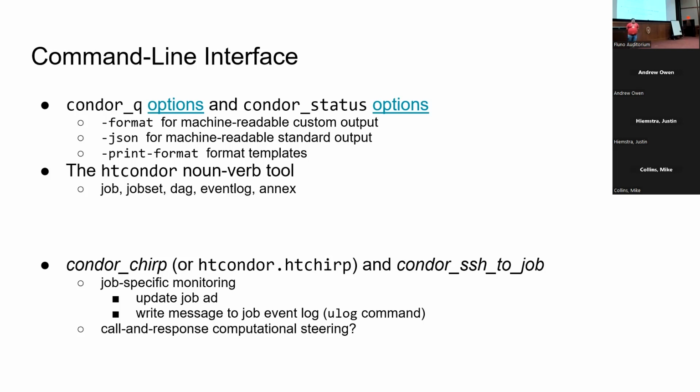Condor SSH to job correspondingly allows you to push stuff into the job, whether that's files or a command. You can run a command over there and, say, send a SIGHUP to your simulation, right? You tried step 3 5 times, go get another random seed and try again, perhaps. So that might be useful for some sort of call and response computational steering at a very basic level.